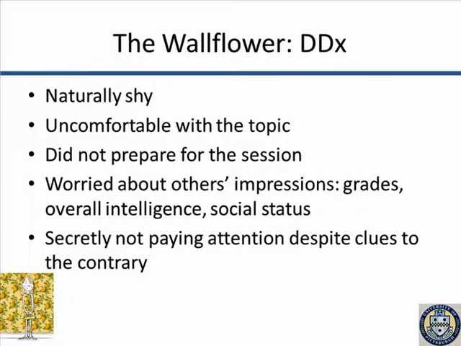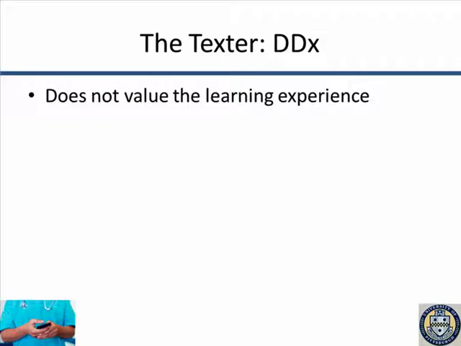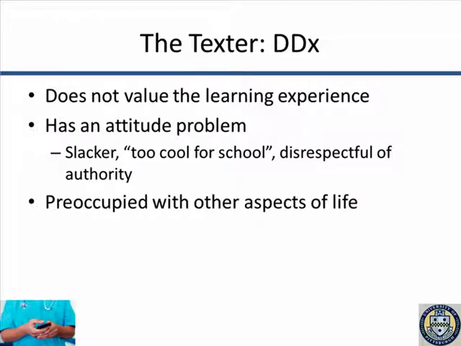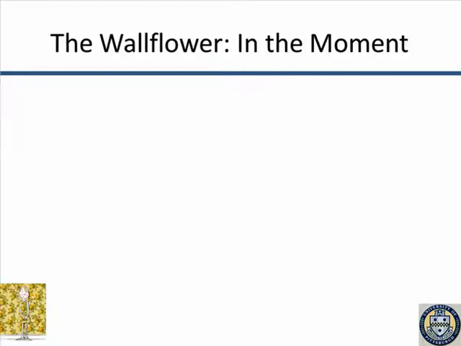For the texter, this is somebody who presumably may not value the learning experience. So maybe they want to do pathology and they don't really see why they need to know anything about hypertension, and that's what you're talking about today. Maybe they have an attitude problem. They're a slacker, they're too cool for school, they don't like authority, sort of these professionalism issues that we get into. They could be preoccupied with other aspects of life. Maybe their mother's in the hospital, maybe their baby was up all night, and they can't get it together for group today. Or they could just be oblivious, not care, they're trying to get a pass in every rotation, and they just aren't really interested.